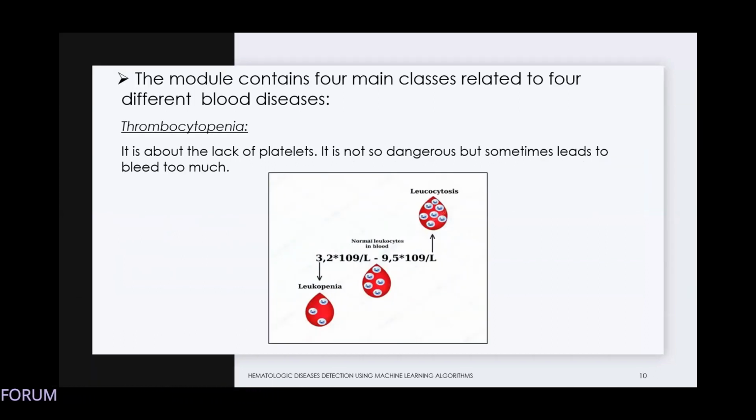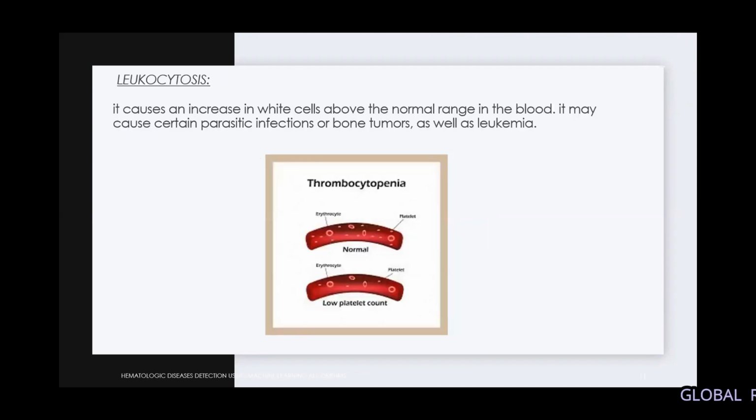So next in the module, we have four main classes related to four different blood diseases. Like thrombocytopenia, which happens due to lack of platelets, which is not dangerous, but sometimes leads to bleeding too much. Then next we have leukocytosis, which happens due to increase in white cells, which causes parasitic infection or bone tumors, as well as leukemia.